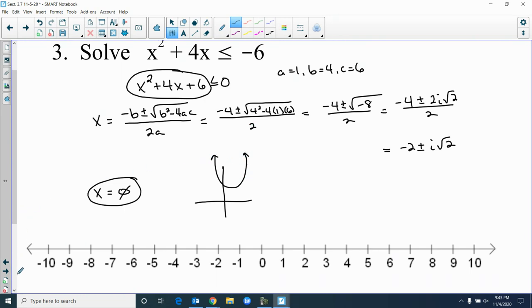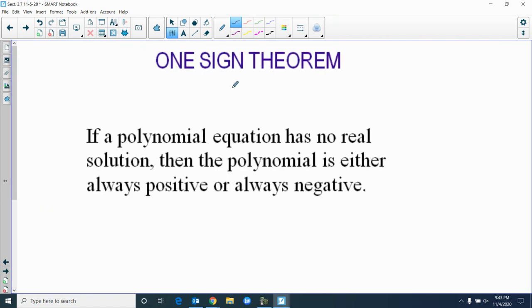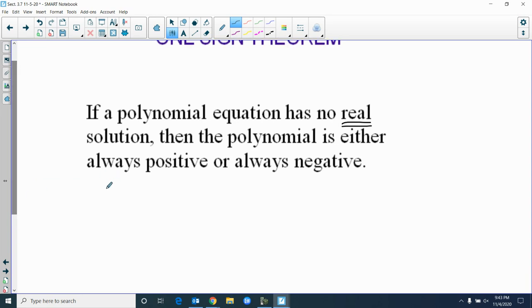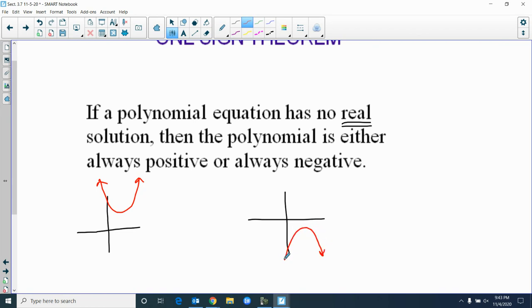Right, that leads to what's called the one-sign theorem. Okay, if a polynomial equation has no real solution, that means you have complex numbers, then the polynomial is either always positive, which in this case, since we're talking about quadratics, means a parabola that opens up, or it's always negative, which means you have a parabola opening down.